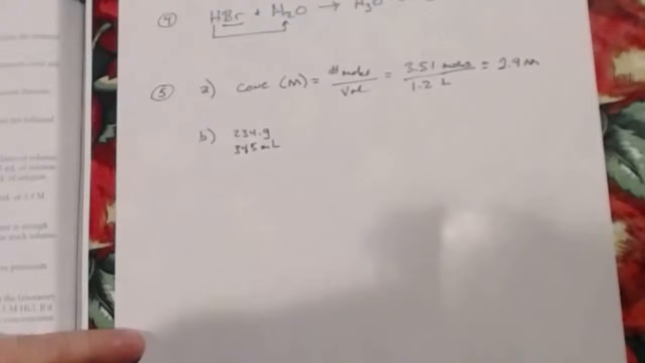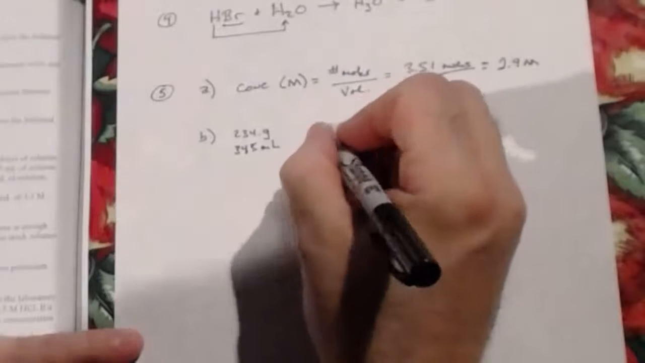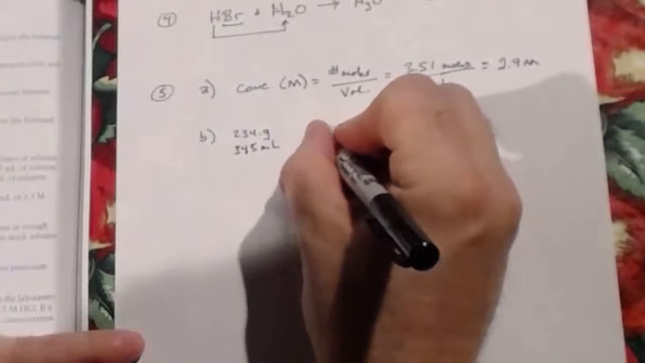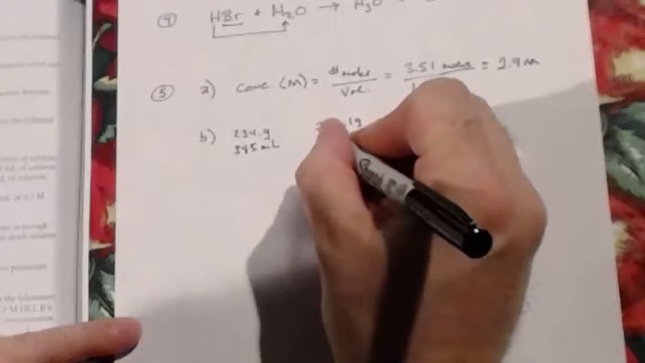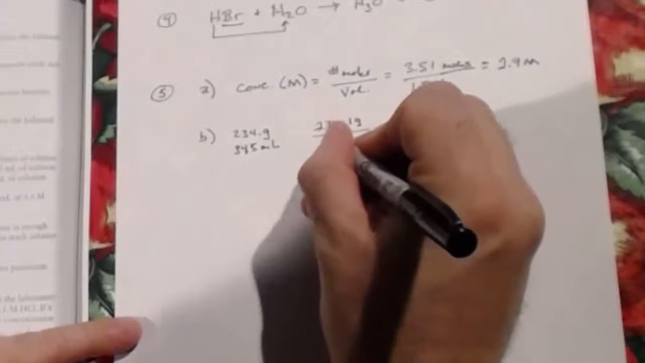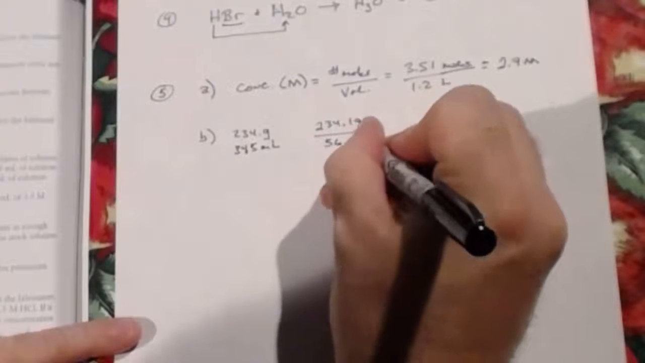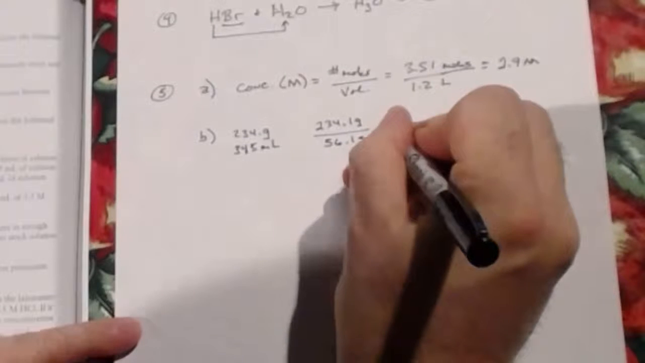The molar mass of potassium hydroxide is 39.1 AMU for the potassium, 16 AMU for the oxygen, and 1.01 AMU per hydrogen, which means it's 56.1 AMU. That also turns out to be 56.1 grams per mole. So for the number of moles, we're going to have 234.1 grams divided by 56.1 grams per mole.